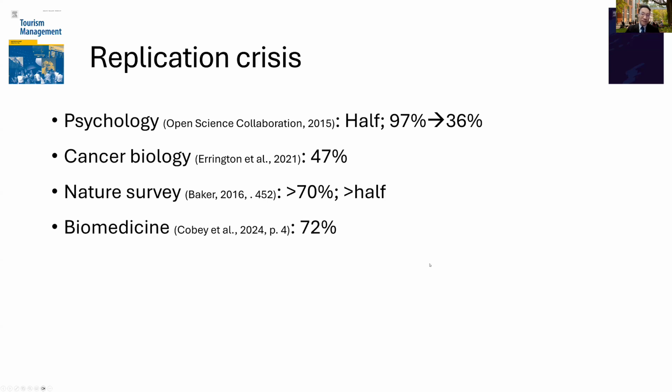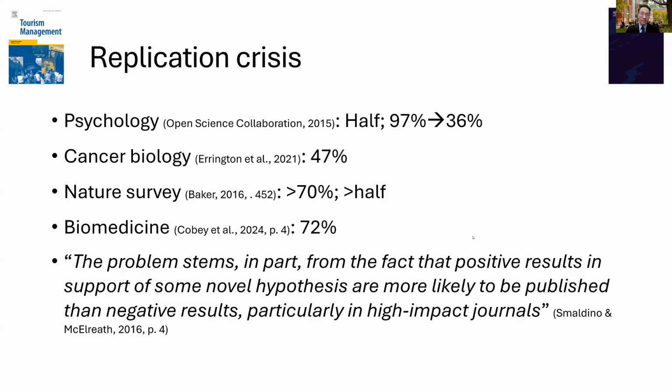And the next one is very recent. It's from the beginning of this year in biomedicine. Basically, it repeats the same approach as the Nature study. And when asked whether there was a reproducibility crisis in biomedicine, about 72% of the experts responded, yes, there is a reproducibility crisis out there.